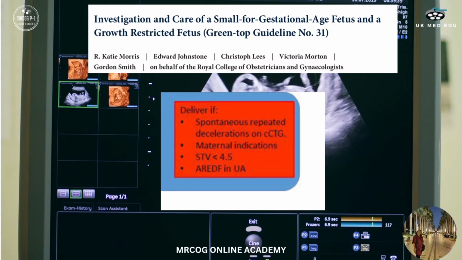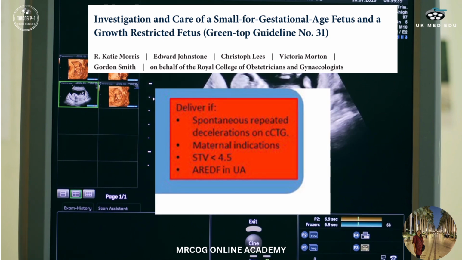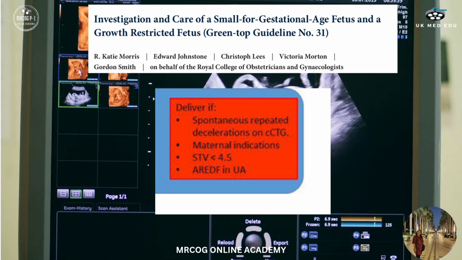Immediate delivery is necessary in the following situations: spontaneous repeated decelerations on continuous CTG, maternal complications, short-term variation less than 4.5, or reversed end diastolic flow in the umbilical artery. In these cases, delaying delivery could increase the risk of stillbirth, so urgent action is required. So these changes in the new guidelines are very important for the best outcomes of the patients.